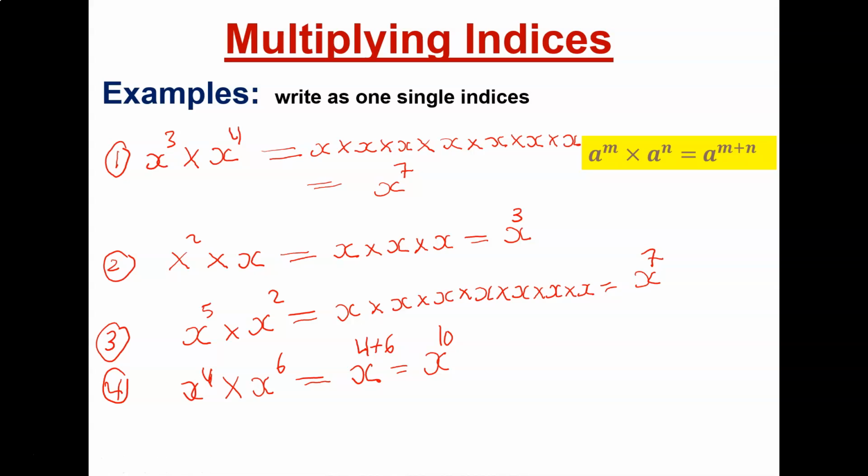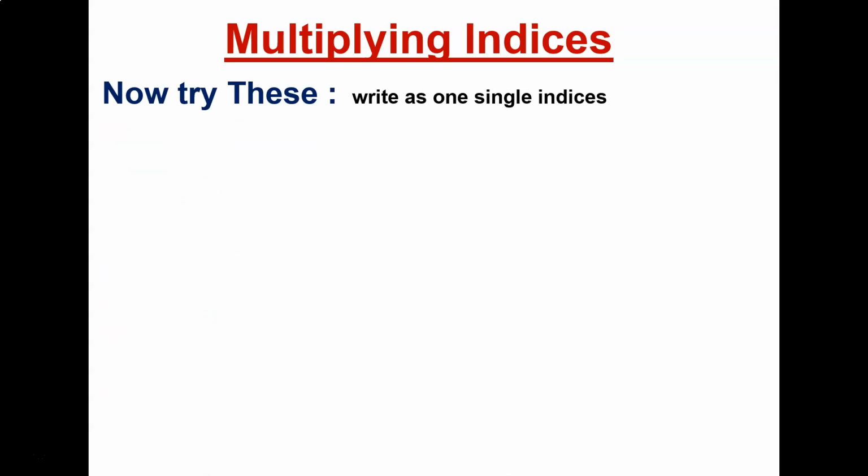We can make that a rule. We can say any number with a power of m times any number with a power of n, if the 2 bases are the same, like a, we need to add the 2 powers. That's what I did in this last example: x power of 4 times x power of 6, I add 4 and 6. That's the first rule, and we call it the multiplication rule. Multiplying indices.